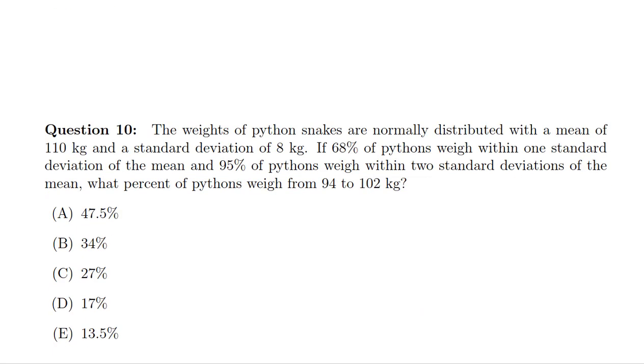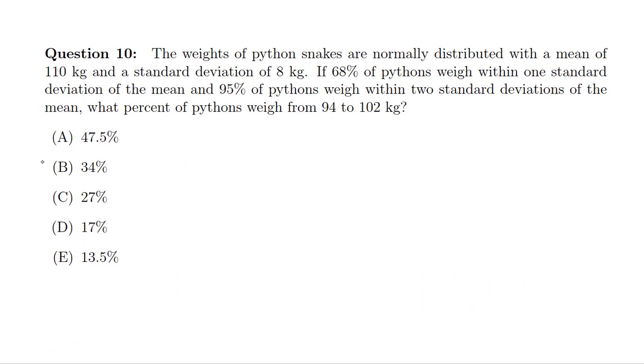Let's go to the next question. This is the last question. It says that the weights of python snakes are normally distributed with a mean of 110 kilograms and the standard deviation of 8 kilograms. Let's summarize it.